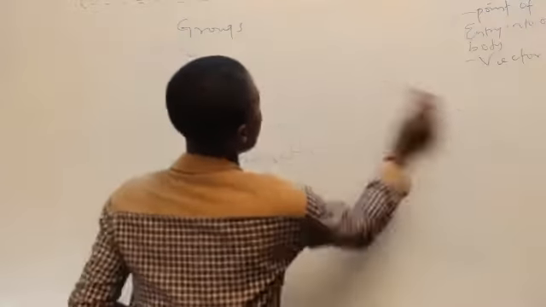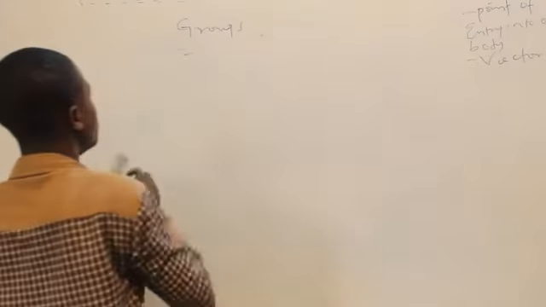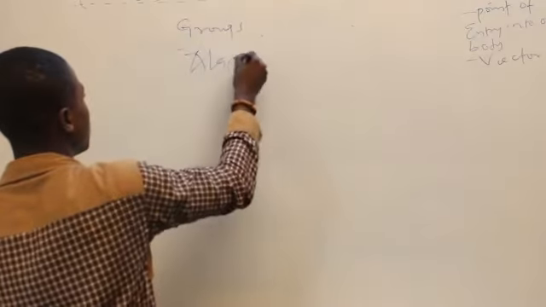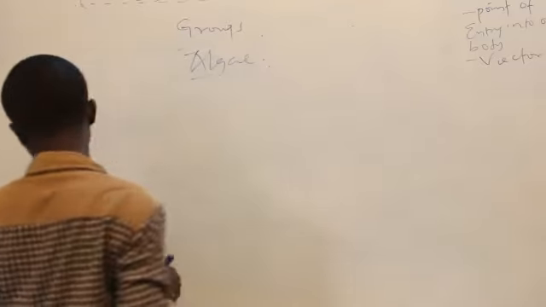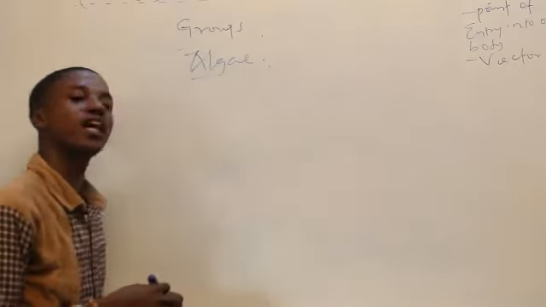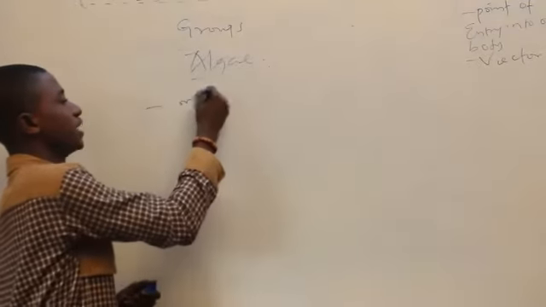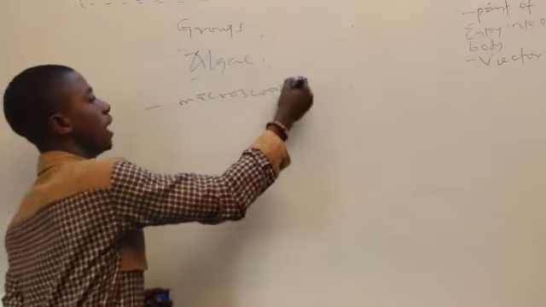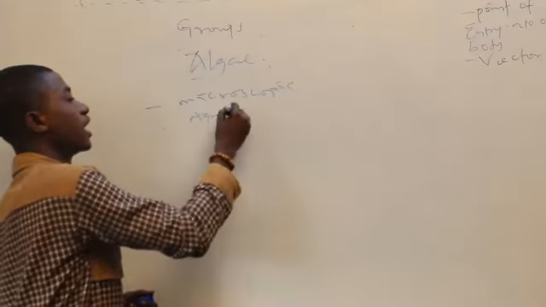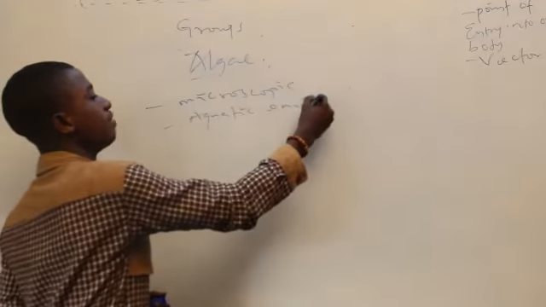The last group is called the algae. Are you still here with me? Now, algae are microscopic plants that are mostly found in the aquatic environment.